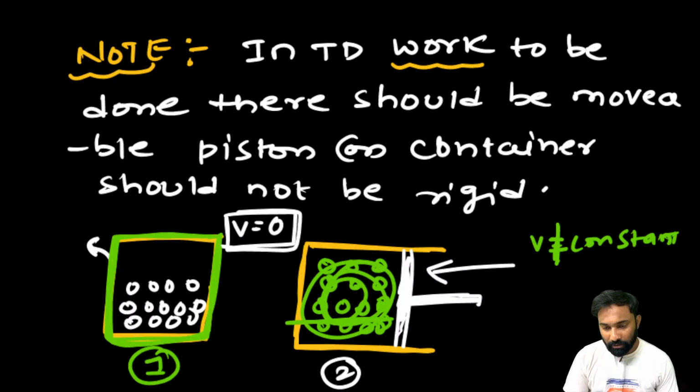Next. Depending upon the nature of the boundary, systems are of three types. Now what are they? Can anyone tell me? What are the three types of system we are having?